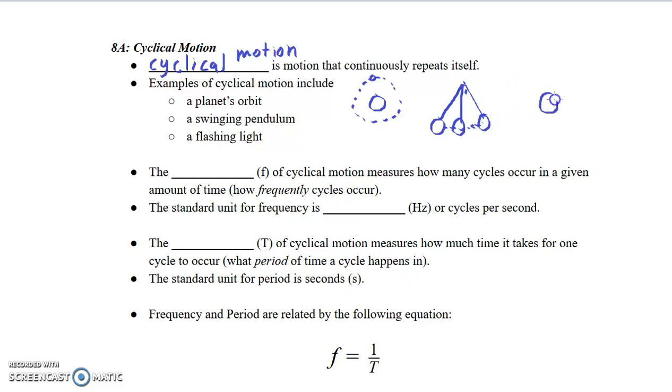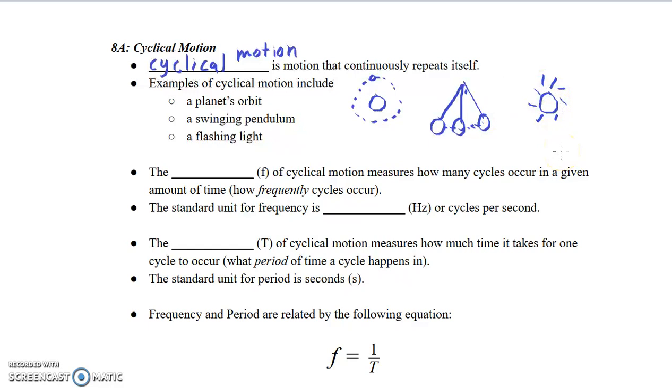And another one would be a flashing light. Flashing lights are typically going to happen at regular intervals, so it's going to be on, it's going to be off, and those are going to happen in predictable amounts of time. So those are some examples of cyclical motion. There are a lot of them, but those are some examples to get you started thinking about it.